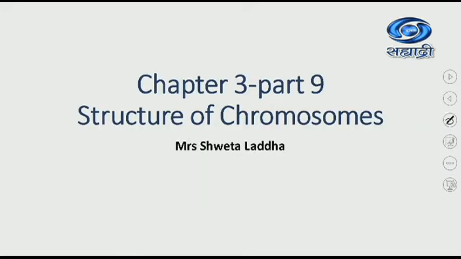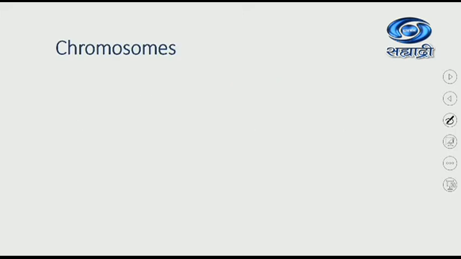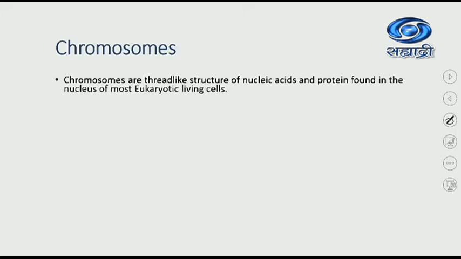Now let us proceed. Now I am going to start with the structure of chromosomes. Chromosomes: chromo means colored, soma means body. They are called colored bodies because they get stained with dyes. These chromosomes are thread-like structures.